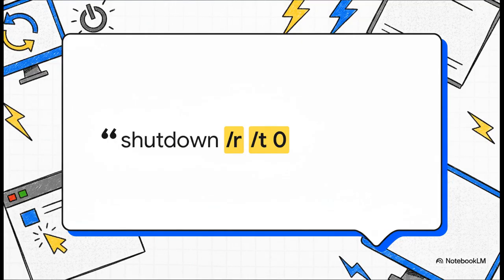Let's decode this little bit of magic, shall we? Shutdown is the command itself. The R part tells it you want to restart, not just shut down. And the /T0 sets the time delay to 0 seconds, so it happens immediately. It's super precise and crazy fast.